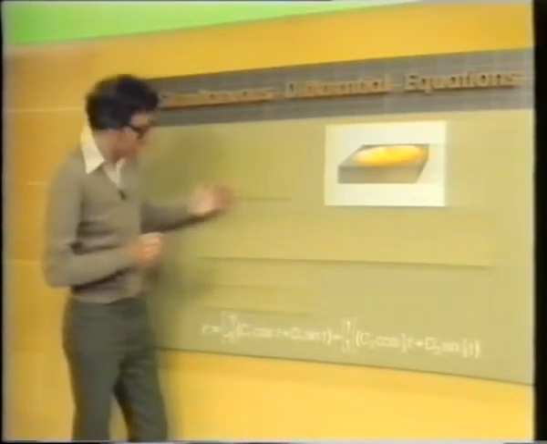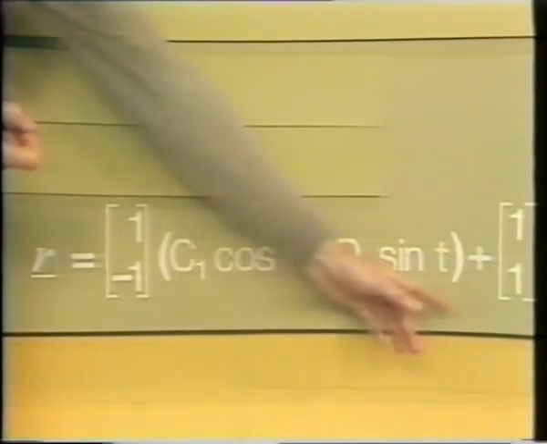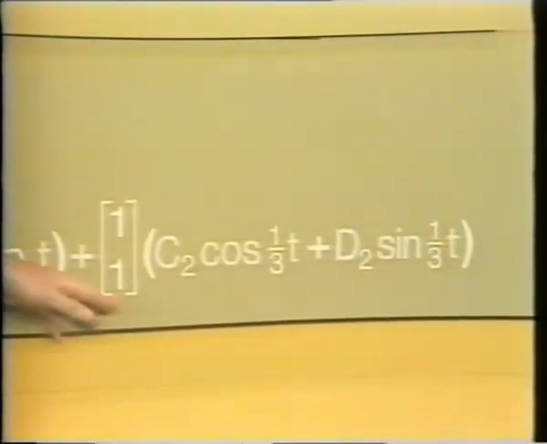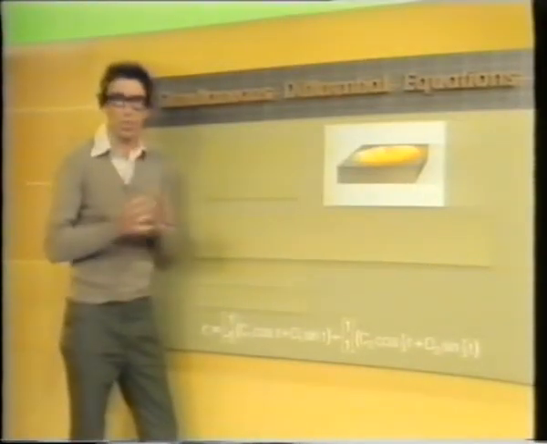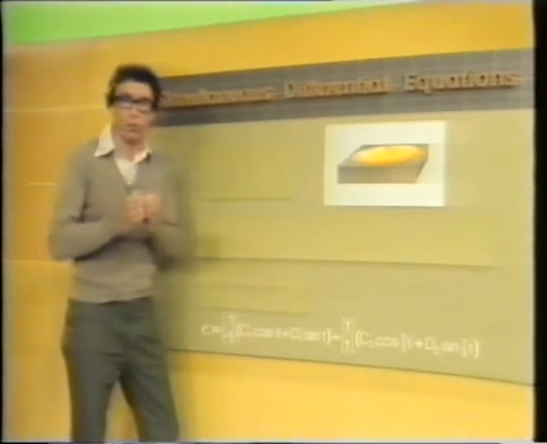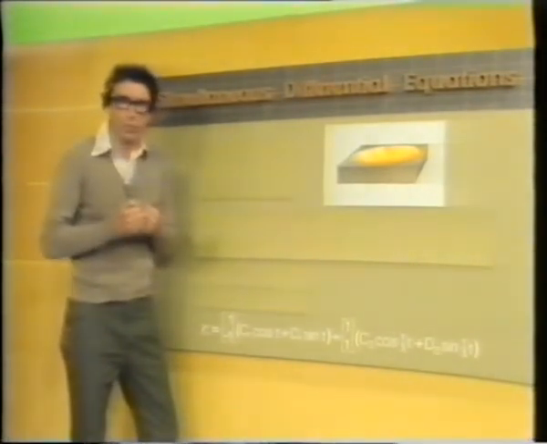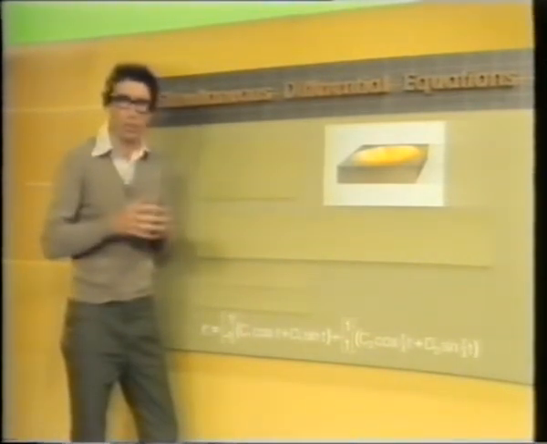I'll remind you in a minute how we got there, but here it is. All I've done is to take one of the terms that I had previously and add to it the other term that we had before. So the general solution is just the sum of my two previous solutions. I can add together solutions because I started off with linear homogeneous equations.